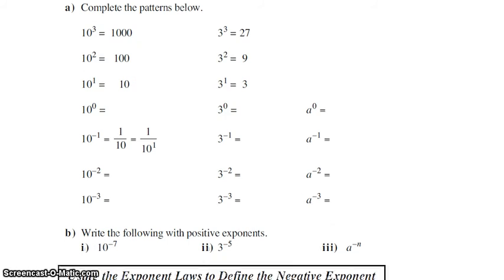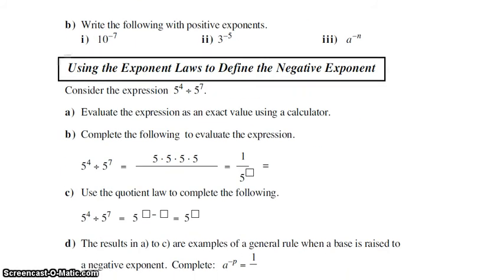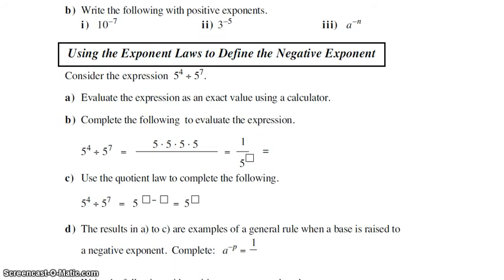All right, so we'll look at some examples here. Part B. Negative 10 to the power of negative 7, based on what we see, is equal to... now what do they want you to do? They want you to write it as a positive exponent, which means they don't want the exponent to be negative, they want it to be positive.